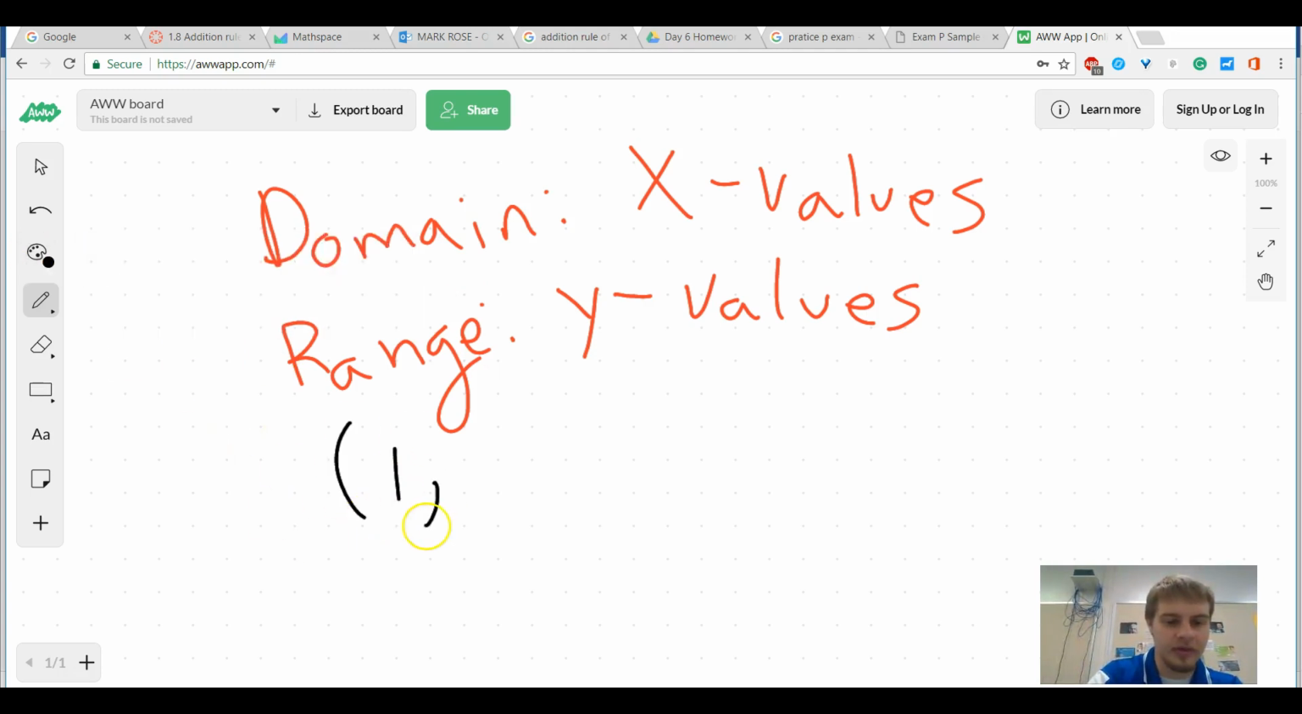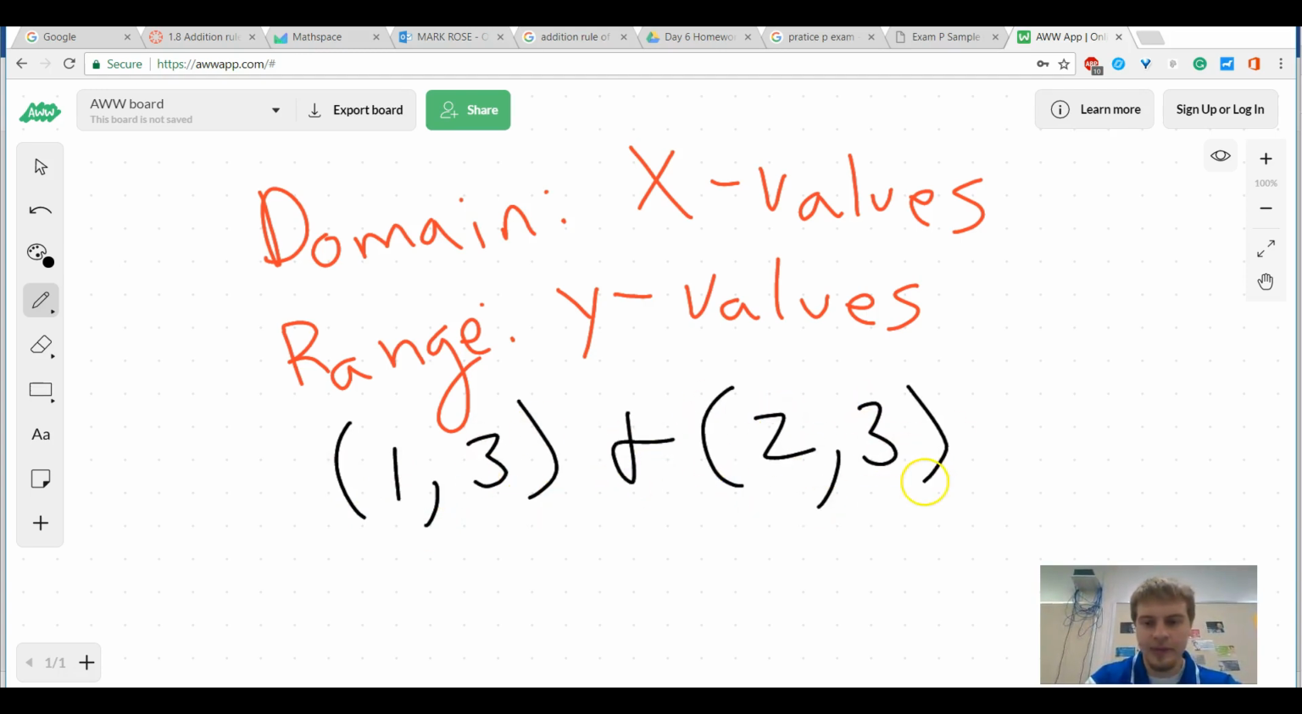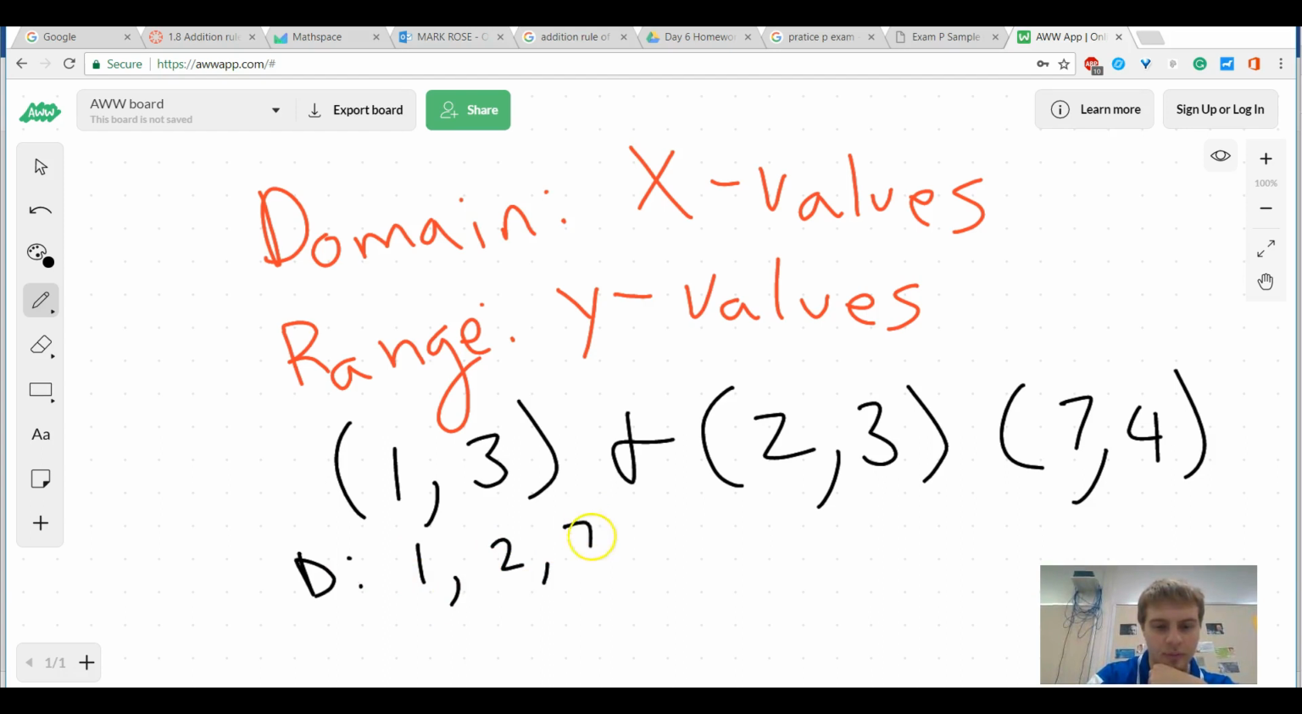So maybe you have the points 1, 3, 2, 3, and 7, 4. So we know this thing is a function because we don't have any repeating x values. The y's can repeat and that's fine. Your domain in this case would be 1, 2, and 7. Your range in this case would be 3 and 4.